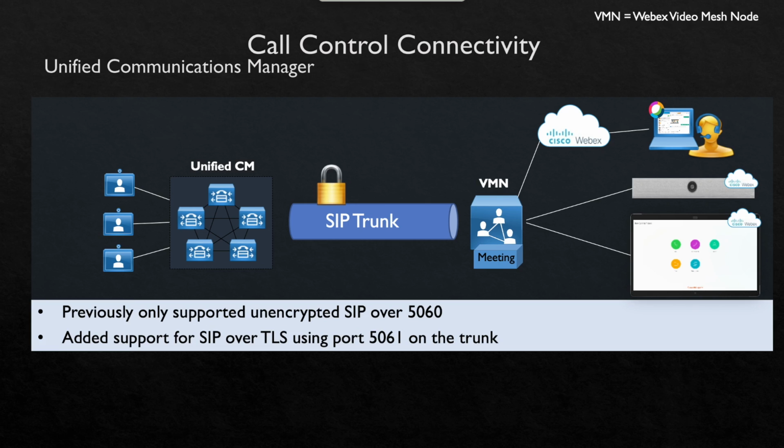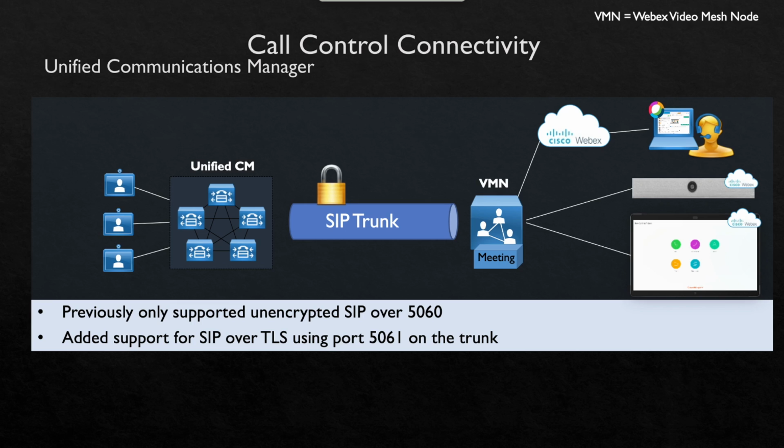As of last summer sometime, or maybe in the spring, I can't remember when they changed it, you can now do a secure SIP trunk security profile between the CUCM and the video mesh node using TLS port 5061. Now remember though, with added security comes added complexity, and therefore there's a lot you have to set up here.